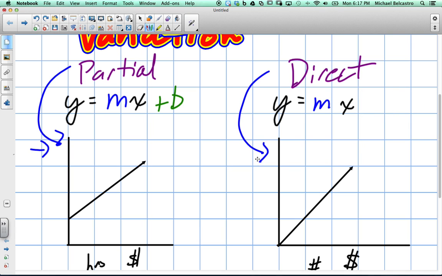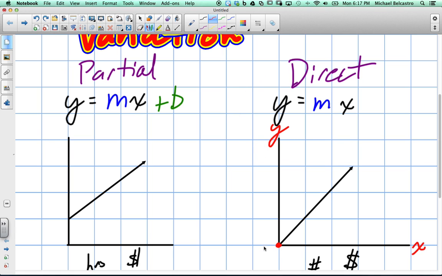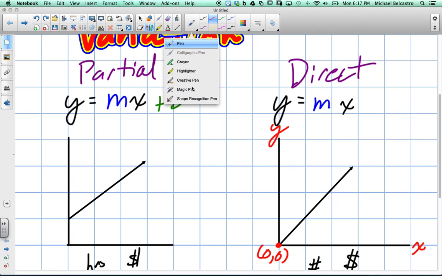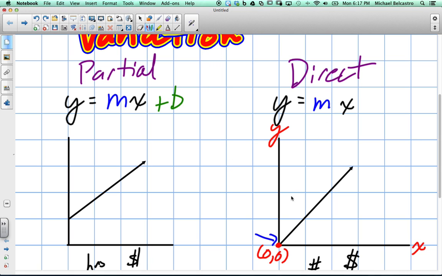Let's talk about direct variation first. Here's our y and here's our x. Direct variation always goes through the origin, so the point (0, 0). What that means is our y-intercept, which is where we cross the y-axis. With direct variation, you always cross the y-axis at 0.